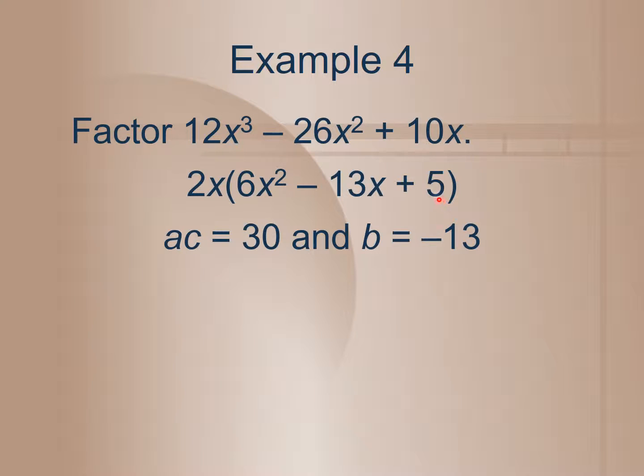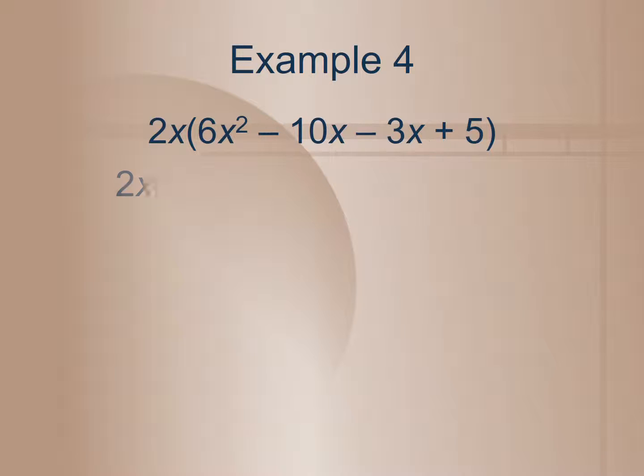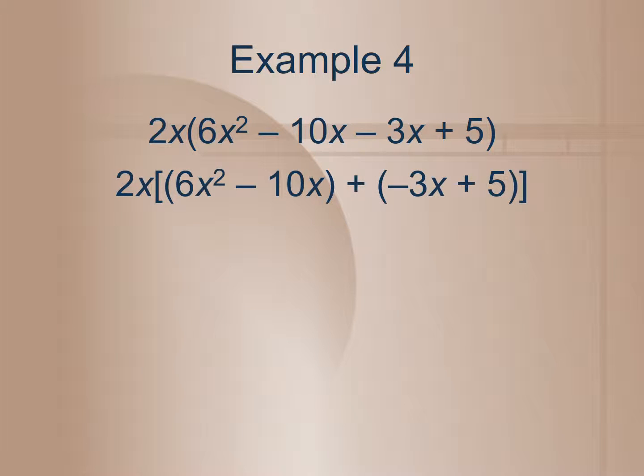So I'm going to replace this middle term, this negative 13x, with negative 3 and negative 10. So here was the negative 13x, and it became negative 10x minus 3x. So from here, I'm going to create my two groups, right? We're going to have those two groups being added together. So here's my first group, plus here's my second group, and notice that that subtraction goes with that first term, and see how they're being added together.